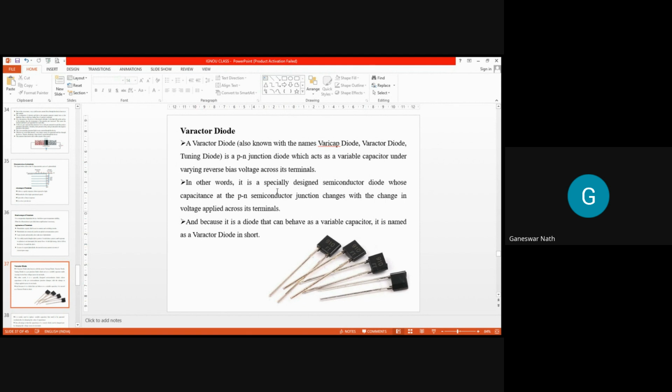In other words, it is a specially designed semiconductor diode whose capacitance at the PN semiconductor junction changes with the change in voltage applied across its terminals. One peculiar thing you can find, when you go into the details of the construction, is that a capacitor also gets developed at the junction layer. That is why we call it a variable capacitor or varicap. Because the diode can behave as a variable capacitor, it is named the varactor diode, in short.